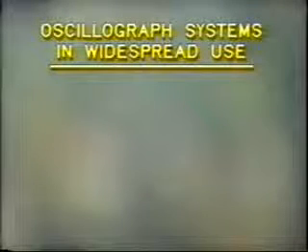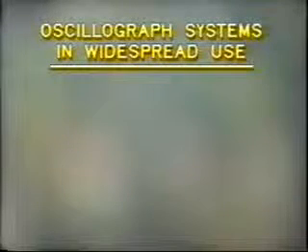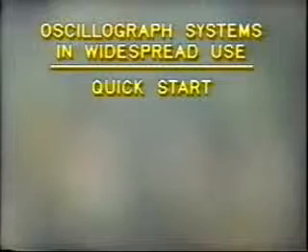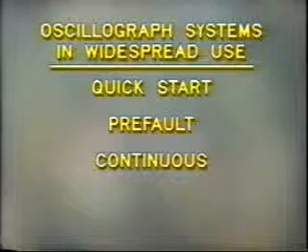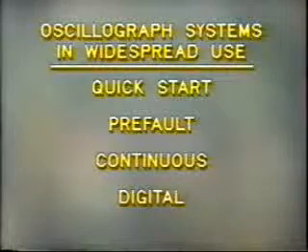Now, let's take a closer look at the oscillograph machine. There are 4 oscillograph systems in widespread use on the power system today. These are referred to as quick start, pre-fault, continuous, and digital.